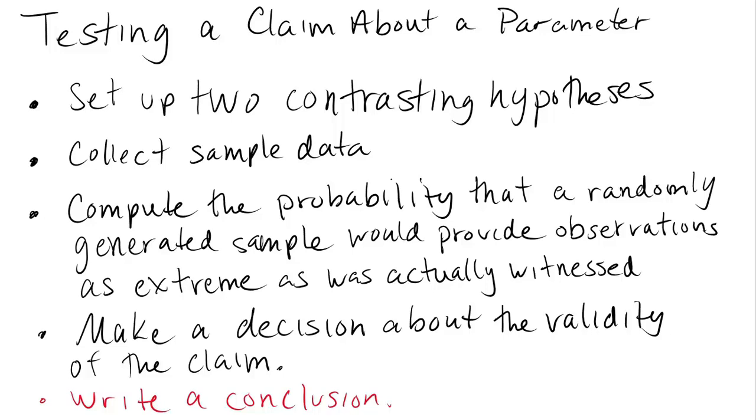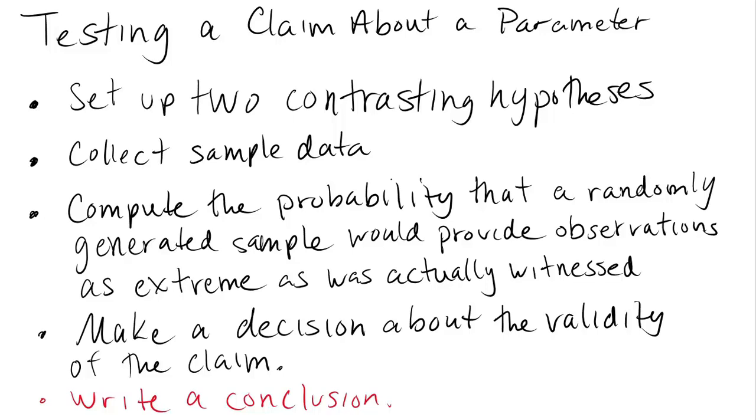But we compute the probability that a randomly generated sample would provide observations as extreme as what we actually saw. This is part of that rare event rule that we discussed in the last video. Based on that probability, we make a decision about the validity of one of the claims, and then I'm going to ask you guys to write me a conclusion. What can we infer from the decision that we made? We'll talk about those conclusions in this video as well.